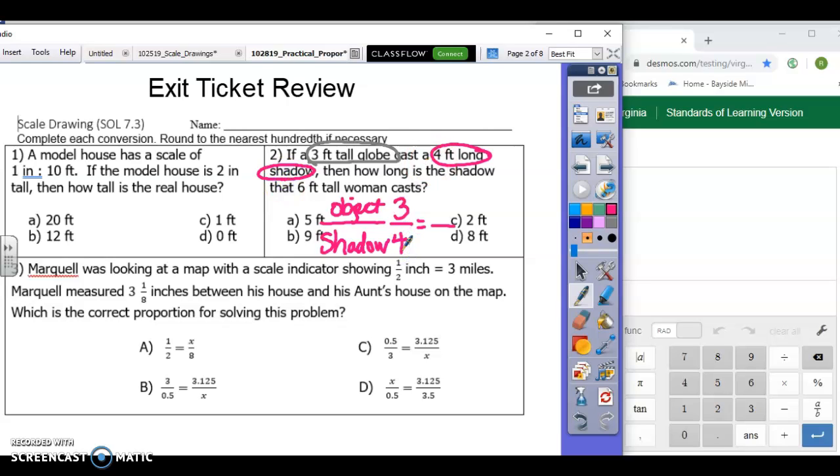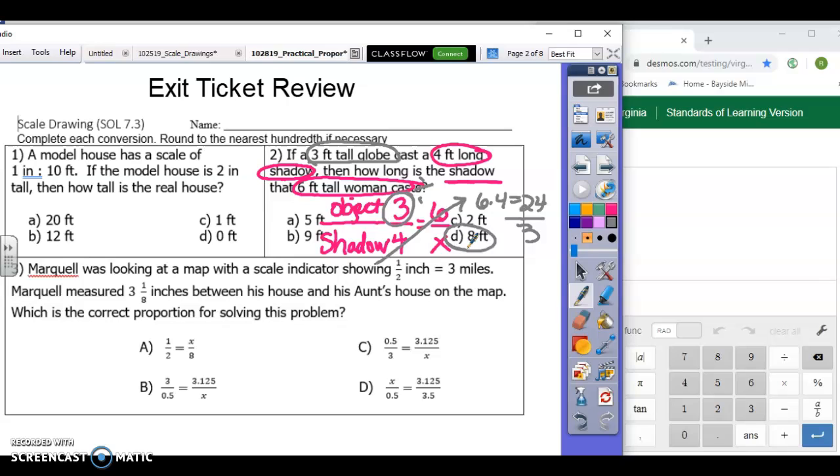So if I continue reading the question, then how long is the shadow? So I don't know that. So shadow is going to be X, and it's a 6-foot tall woman. So the woman, the object, is 6 feet tall. So now we multiply the things that are across from each other. 6 times 4 is 24. Divide by the number that's left. 24 divided by 3 gives us 8 feet.